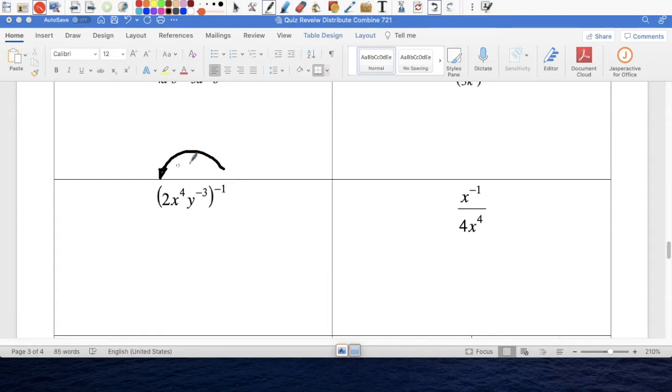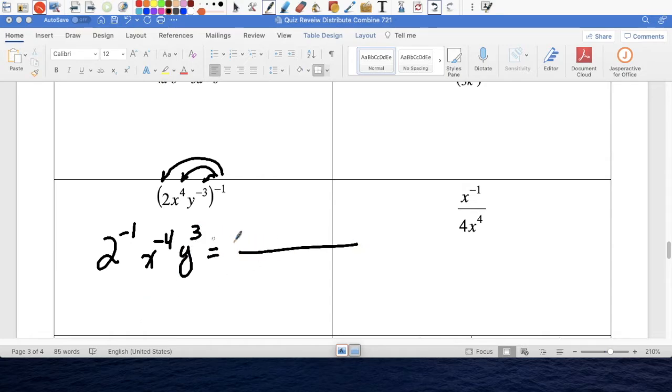Negative 1 gets, so again, I'm going to do this two different ways. Let's do it this way, where I multiply that by everybody inside, and I get 2 to the negative 1st power, x to the negative 4th, and y to the 3rd. Now, the y to the 3rd is going to stay in the numerator. 2 to the negative first power is going to come down, and x to the negative fourth power is also going to come down. So that's your final answer.